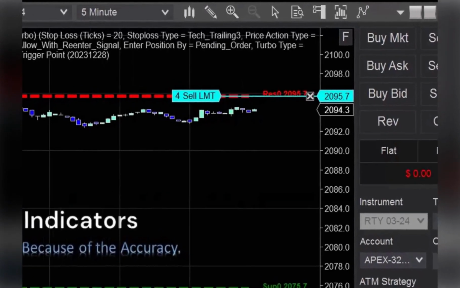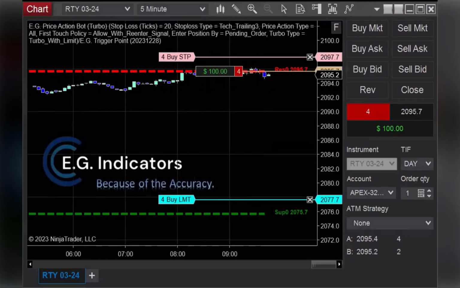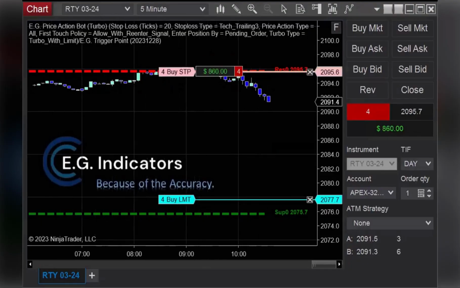What are the most effective ways to use the trigger points? Great question. So let's try to answer it.